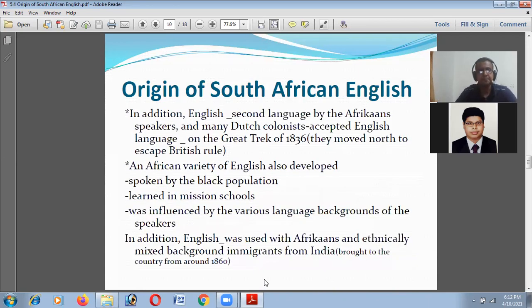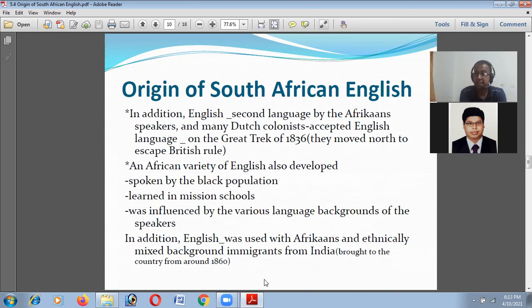In addition, English became a second language for African speakers. In Bangladesh, English is not the second language, but in Africa, English is their second language. Many Dutch colonists accepted the English language.